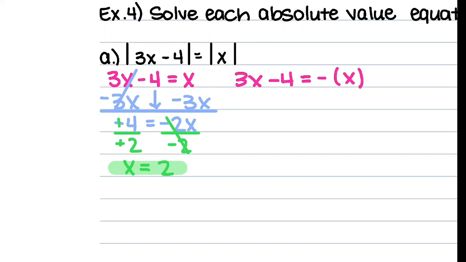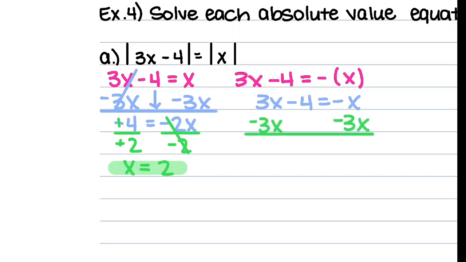For your other equation, you have 3x minus 4 is equal to a negative times x. The negative times x is negative x. So that's just 3x minus 4 is equal to negative x. We are going to move the 3x over by subtracting it from each side. So negative x minus 3x is negative 4x. We drop down that other negative 4. We get negative 4 is equal to negative 4x. We divide each side by the negative 4, and we get that x is 1.